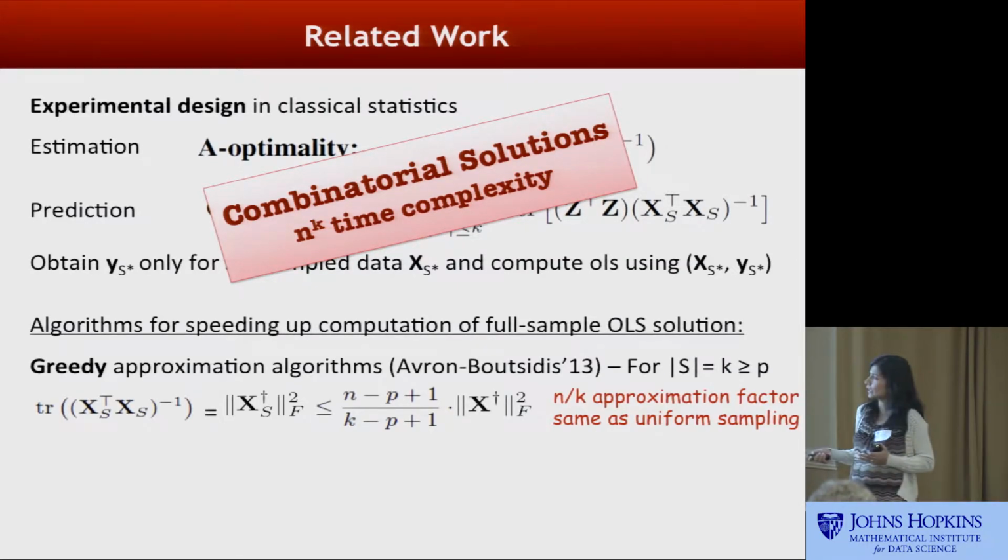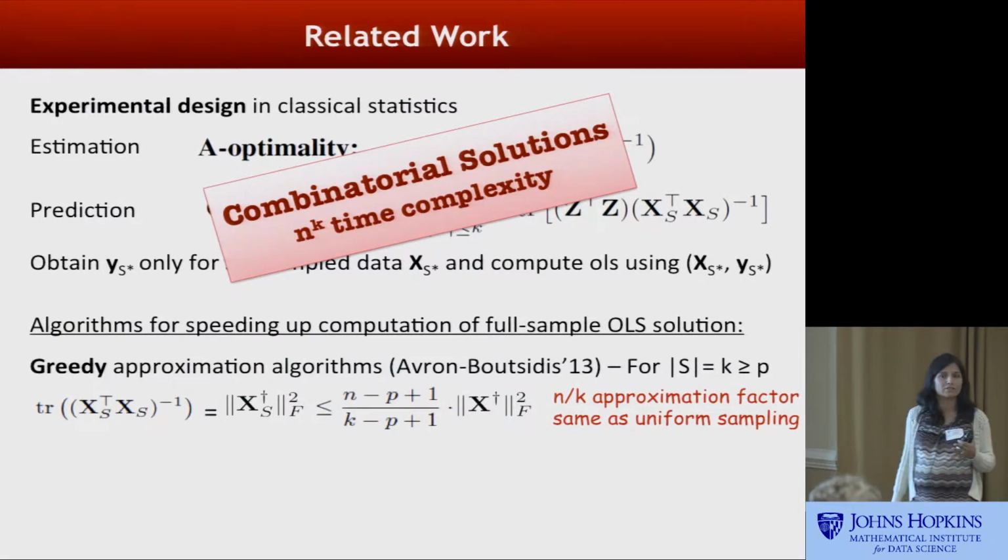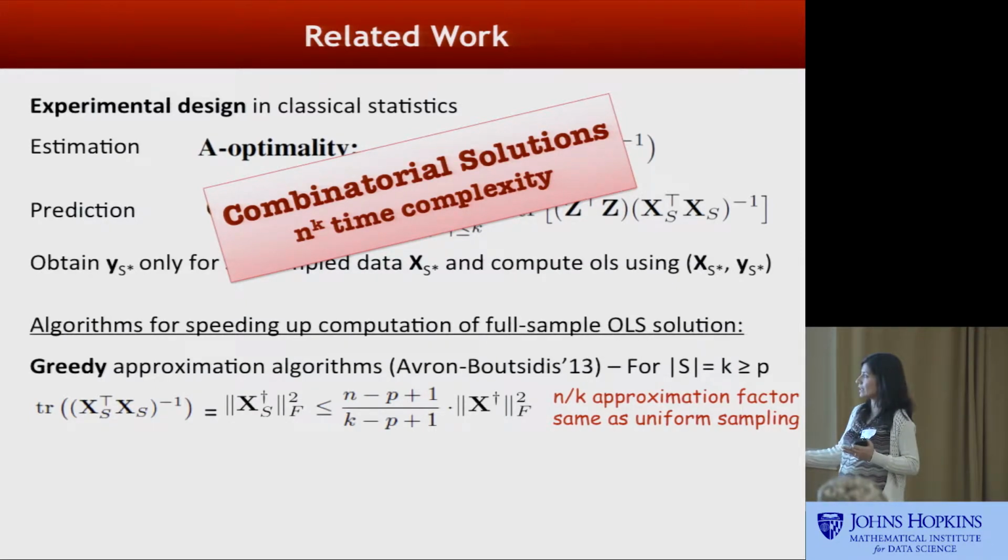So perhaps the most related work is by Avron and Boutsidis in 2013, who proposed a set of greedy approximation algorithms. They were focusing on a slightly different looking objective, which is the Frobenius norm squared of the pseudo inverse of a subset. But if you rewrite it, it's the same objective as ours, which is the trace of (X_S transpose X_S) inverse. And they give you ways in which you can choose this S in polynomial time, such that this objective is within, I read this as being an n by k approximation factor of my full OLS solution.